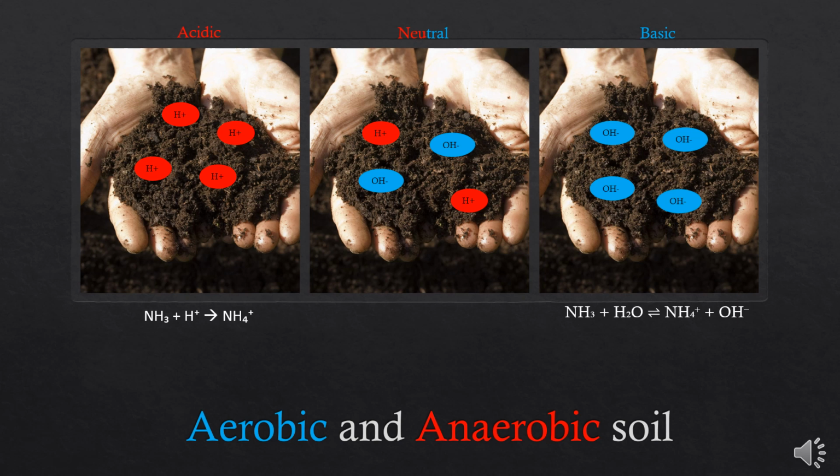Aerobic soils, which means the presence of oxygen, are neutral or alkaline. This is because the soil consists of hydroxide ions. If ammonia reacts with water, it will produce ammonium and hydroxide ions. However, since the soil consists of hydroxide, it will have a reverse reaction and return back to ammonia.